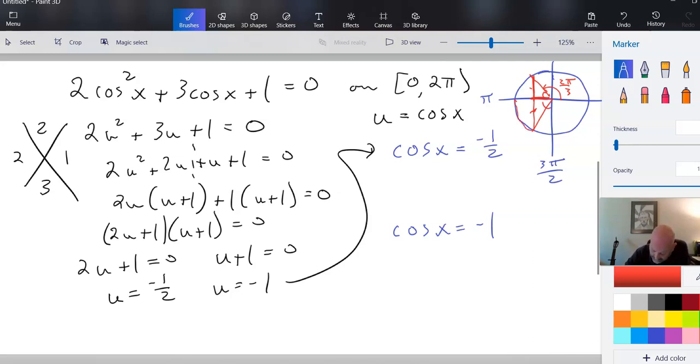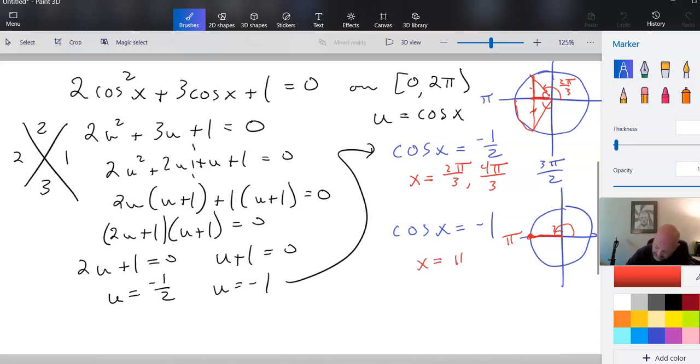So now we have two values here. X is equal to 2 pi over 3 and 4 pi over 3. Now, where cosine is negative 1, remember it's your x value. I'm going to redraw a little unit circle here. Right? If cosine is negative 1, the only place that happens is right there. And so it's this angle here, which is from here around to there is pi. So that means that x is equal to pi.